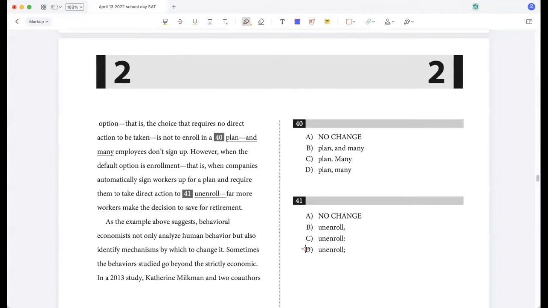So when the default option is not to enroll in a plan, then I will have a comma here, because when this is a dependent clause, many employees don't sign up. This is the independent clause. So I'll have a comma here. This dash doesn't make sense because we already have a pair of dashes for this piece of additional information. So here I will simply use a comma to separate the dependent from the independent clause. This "and" is not right because I have "when," and I can't start a new sentence because this part is not independent.